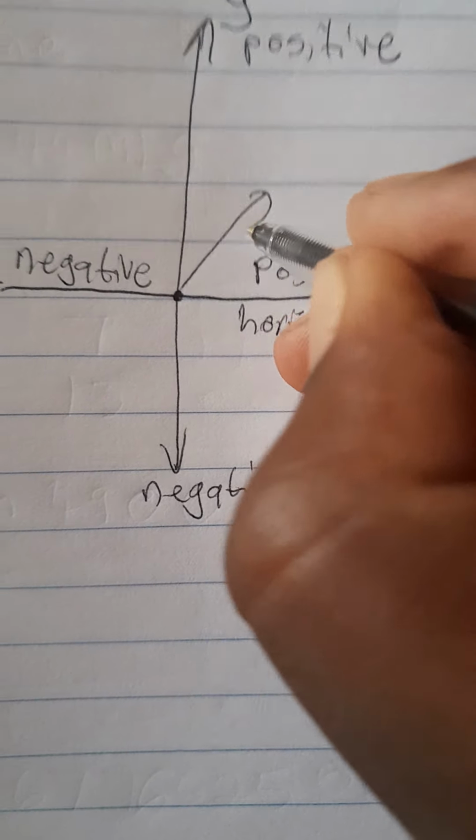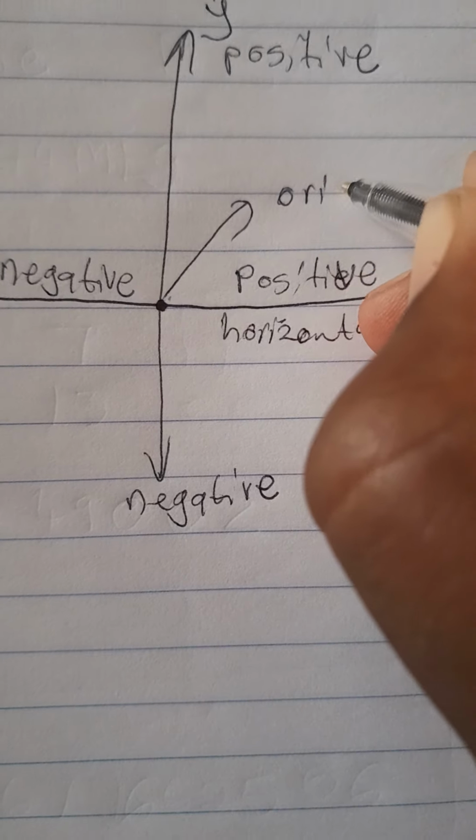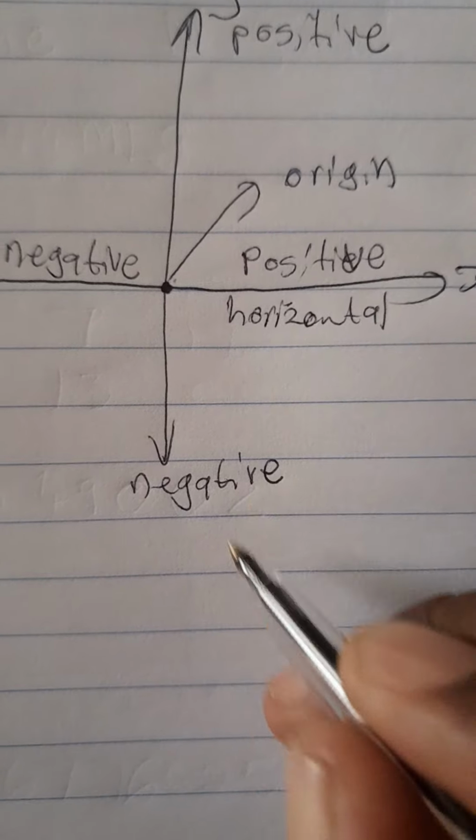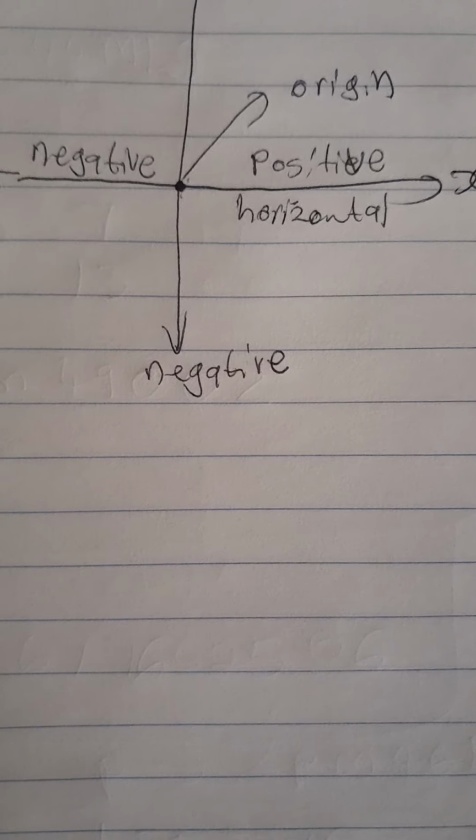We call this intersection the origin. It's always gonna be 0 and 0 here, because this is where they meet, this is where they intersect.